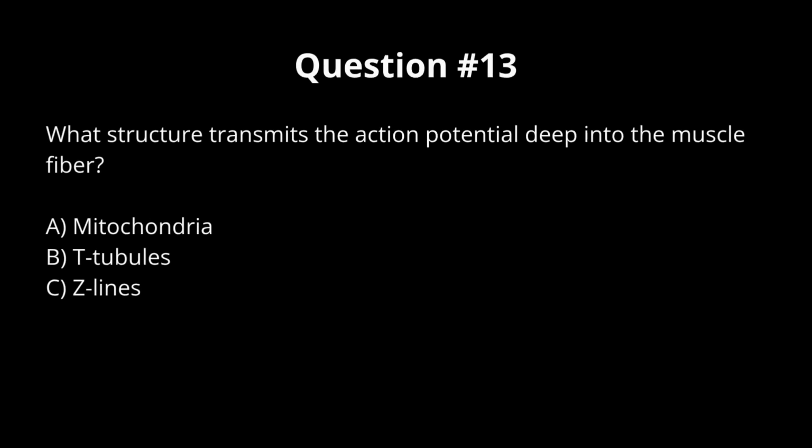Question number 13. What structure transmits the action potential deep into the muscle fiber? A. Mitochondria. B. T-tubules. C. Z-lines. The correct answer is B. T-tubules, transverse tubules, carry the action potential from the sarcolemma into the interior of the muscle fiber, ensuring synchronous contraction.